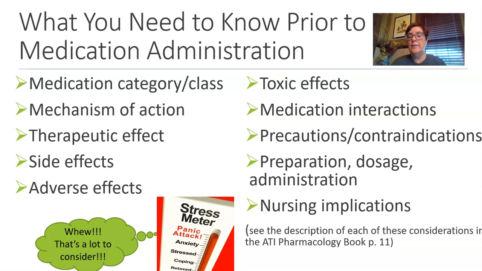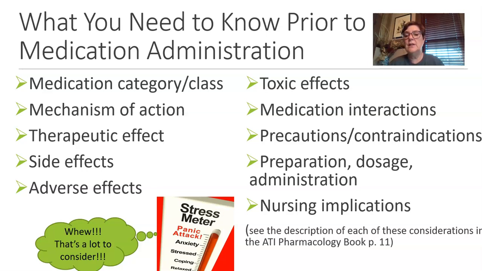We need to know toxic effects. Now, there's some medications that you have to monitor closely. Digoxin is one of those. Some of the antibiotics like gentamicin, tobramycin, or vancomycin, they have a specific range, and if they get above it, you can start getting the toxic effects. So you need to know the warning signs of those toxic effects. Like with digoxin, nausea and vomiting, and the patient may say, I'm seeing like a yellow haze. Well, those are indications that their level of digoxin is getting too high.